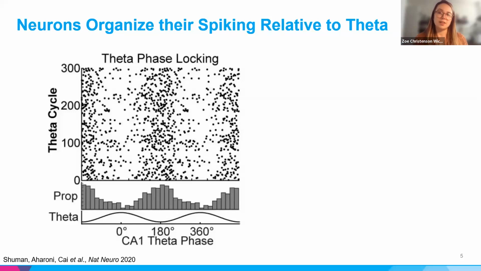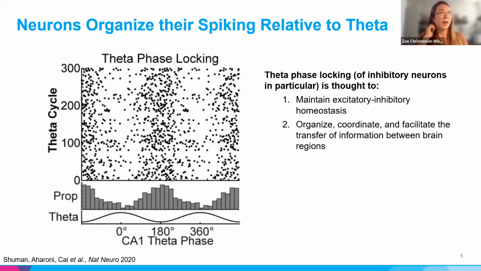And this theta phase locking is thought to maintain excitatory and inhibitory homeostasis, as well as to organize, coordinate, and facilitate the transfer of information between brain regions within the hippocampus, and all of that is going to help support normal functions of that brain region. So in this case, the hippocampus is largely involved in lots of learning and memory processes, spatial navigation, etc.